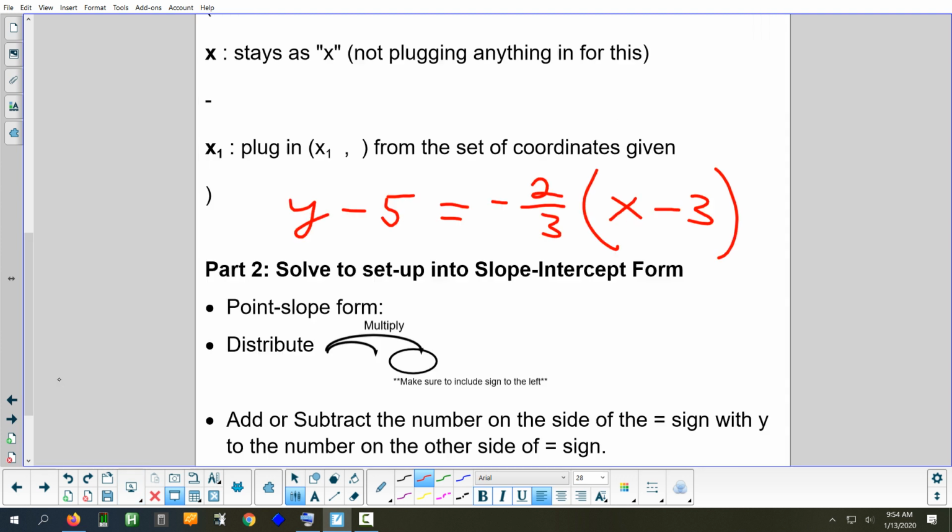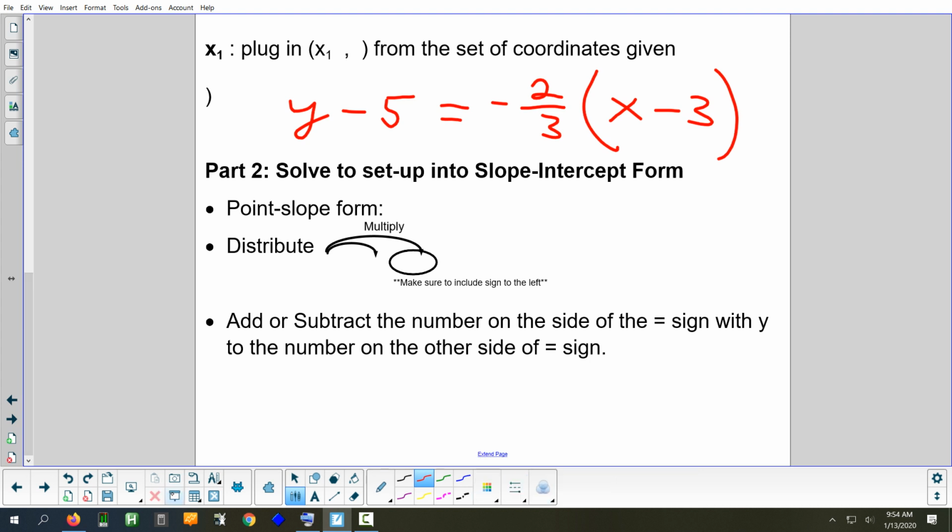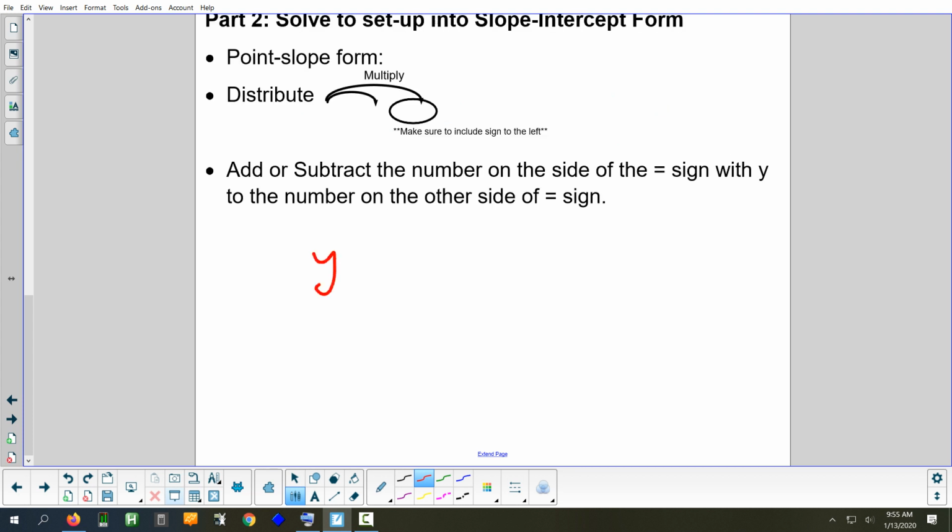So the last step says add or subtract. See if I can make it a little easier to see. Add or subtract the number on the side with the y over to the other side. Okay, so the last thing we'll do is, for this one, we'll take the problem we had and we'll do that. So I'm just going to copy it down.